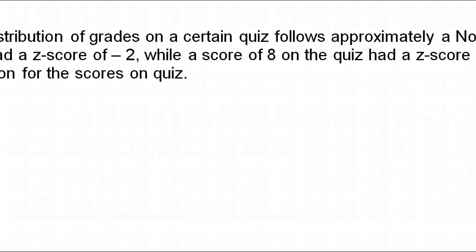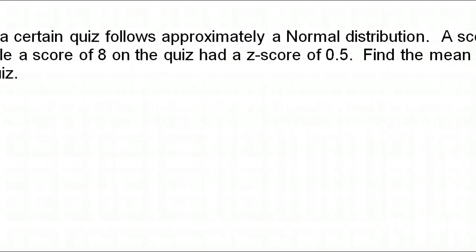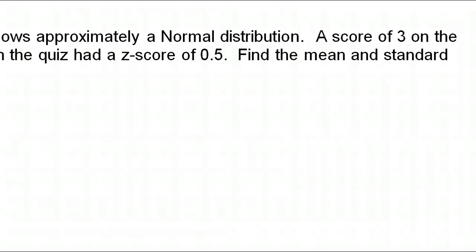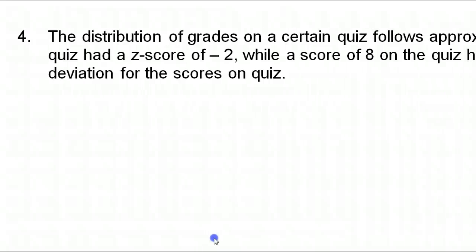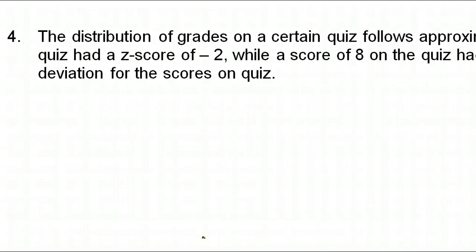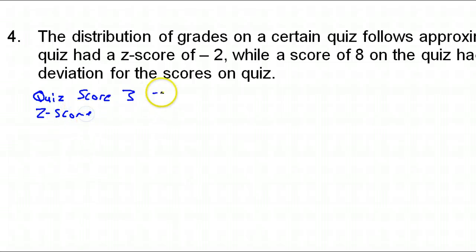The distributions of grades on a certain quiz follows approximately a normal distribution. Now, a score of 3 on the quiz had a z-score of -2. Okay, so let's see. So they're saying a quiz score of 3 goes with a z-score, maybe I'll just even set them equal to each other, equals a z-score of -2. So these two sort of go together.